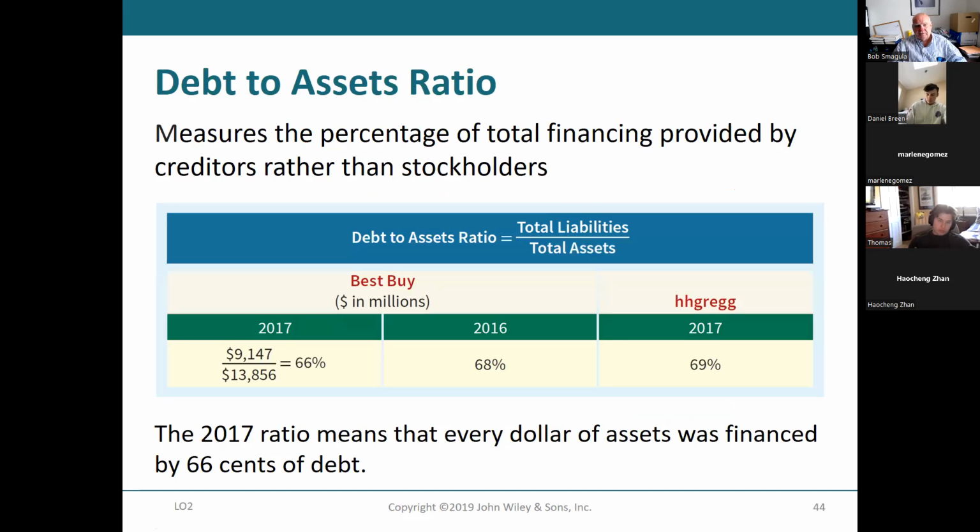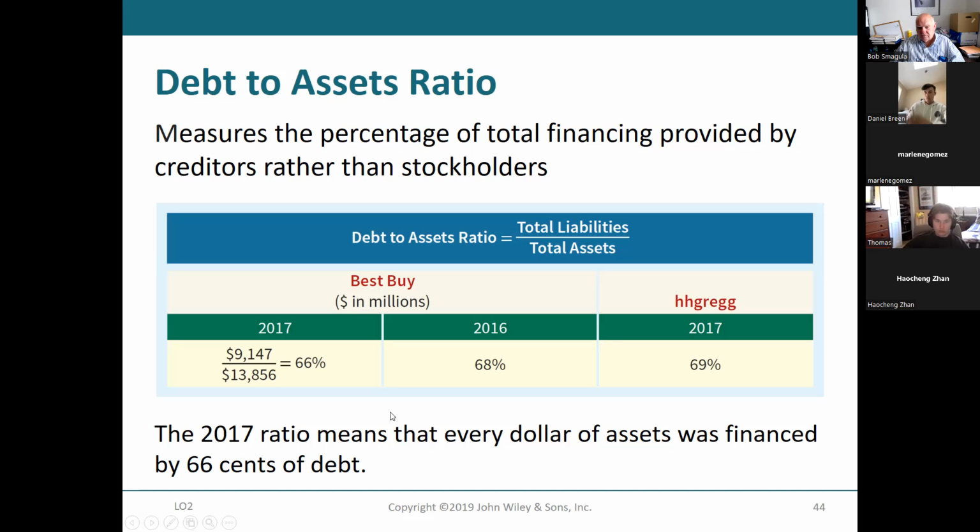Let's see how they want us to do it. Take your total liabilities, divide them by your total assets. And here we're looking at three numbers that are pretty much the same, 66, 68, 69%. The ratio means that for every dollar of assets, 66 cents was financed by debt.